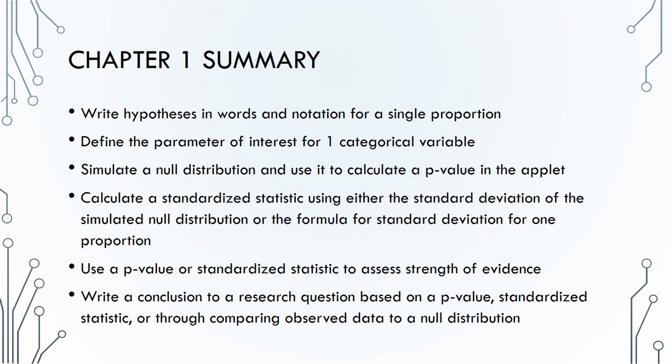This concludes Chapter 1. At this point, you should be able to write hypotheses in words and notation for a single proportion, define the parameter of interest for one categorical variable, simulate a null distribution and use it to calculate a p-value in the applet, calculate a standardized statistic using either the standard deviation of the simulated null distribution or the formula for standard deviation of a sample proportion. Use a p-value or standardized statistic to assess strength of evidence, and write a conclusion to a research question based on a p-value, a standardized statistic, or through comparing observed data to a null distribution.